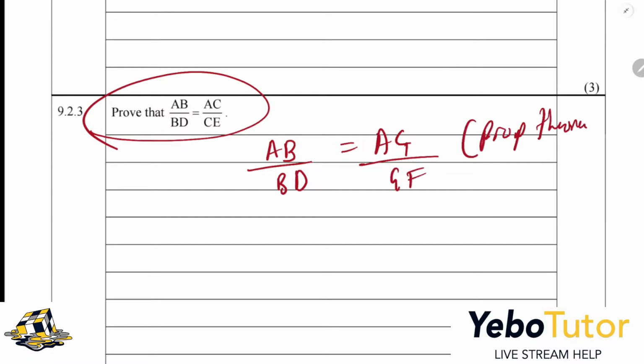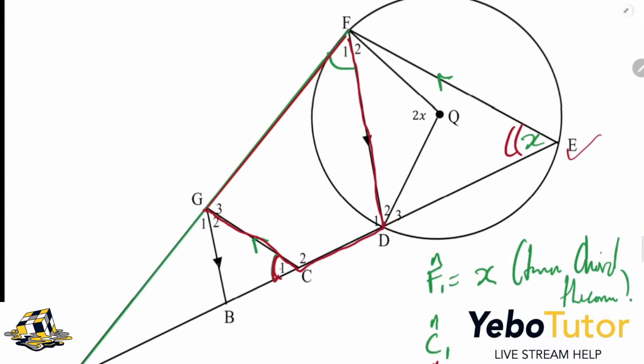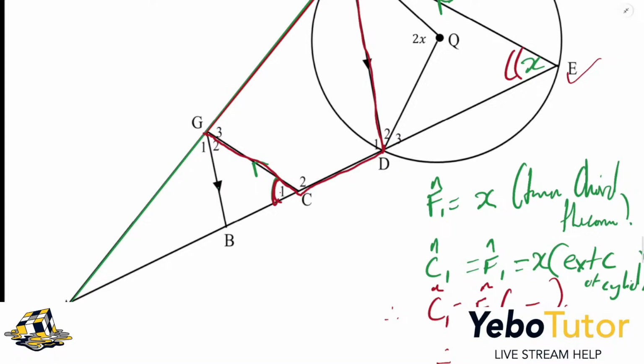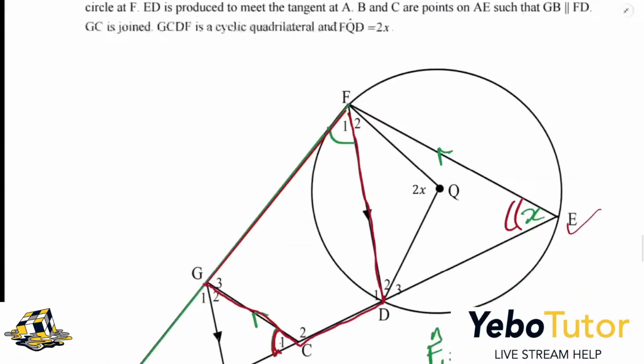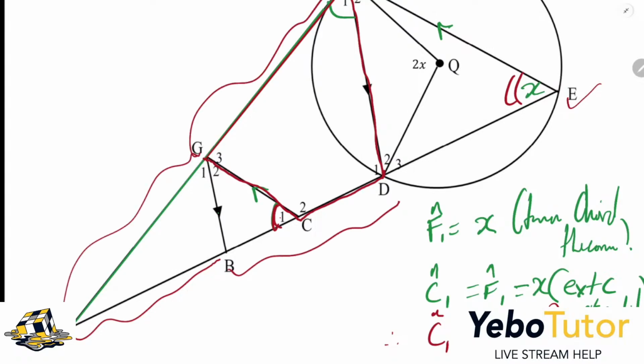And what does the prop theorem say? It needs you to state the parallel lines, and you can see that GB is parallel to FD. GD is parallel to FE. So GB is parallel to FD, so we can already see that our life is easy. That's why I'm saying that AB over BD is equal to AG over GF because of the parallel line. So AB over BD is equal to AG over GF.